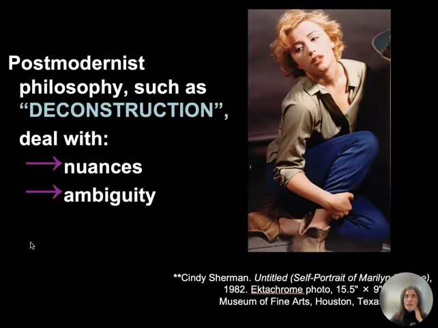We can also think about deconstruction. So not everything is always stable, right? So semiotics and structuralism posit that things are very stable, meaning is stable, but that's not always the case. So deconstruction is a postmodernist philosophy. I know we're getting deep here. And this deals more with nuance and ambiguity.